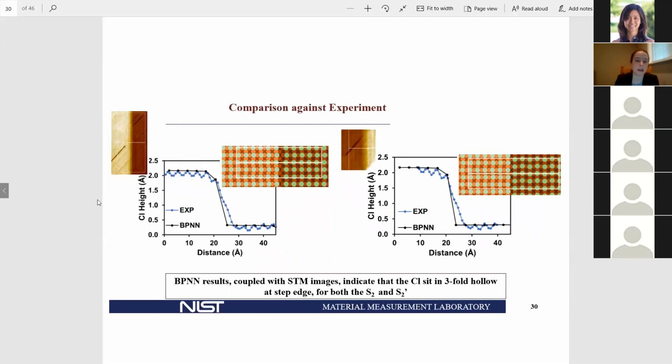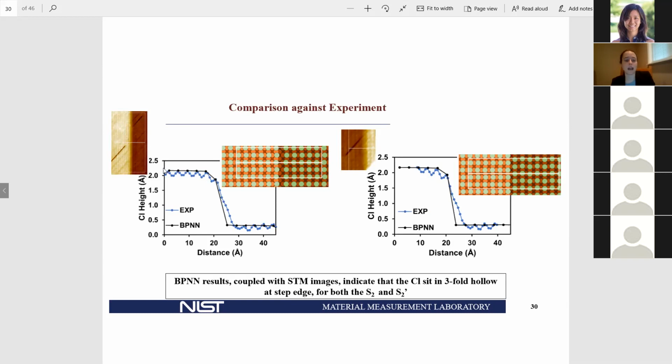However, we do one more comparison, and we explicitly compare against experiment to explore the exact step structure, the positions of the chlorines specifically. This had not been previously known because it's very difficult to take an STM image and to actually understand where the edge atoms lie, because there are so few of them.